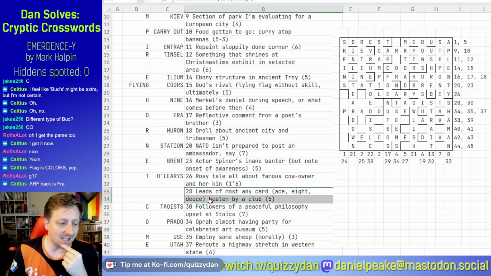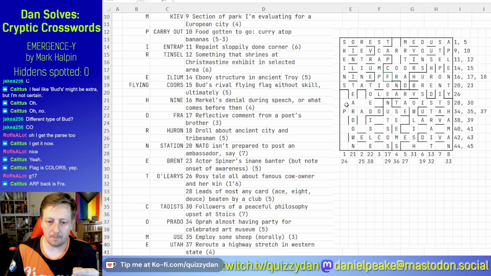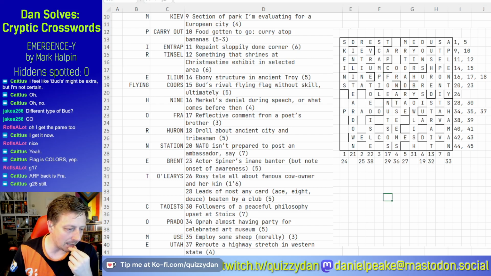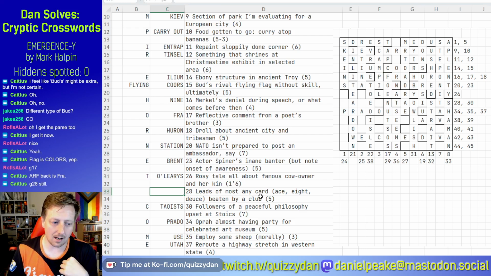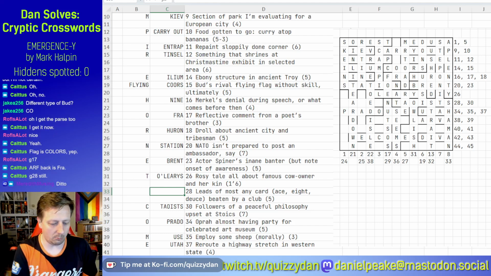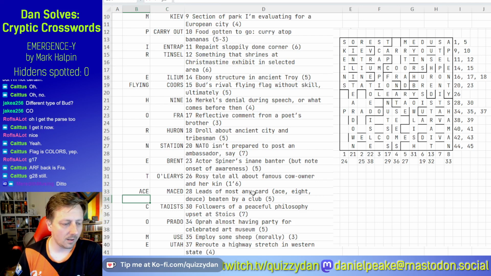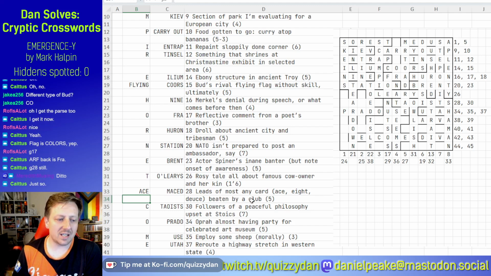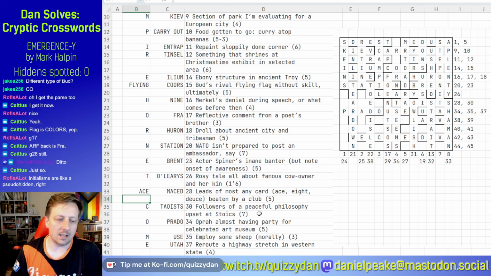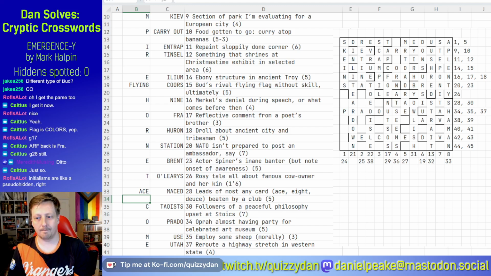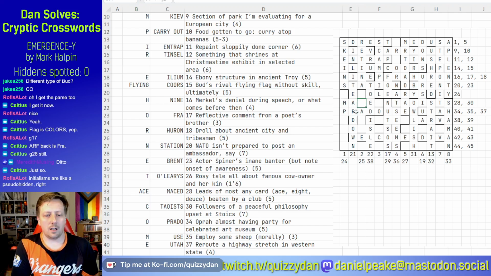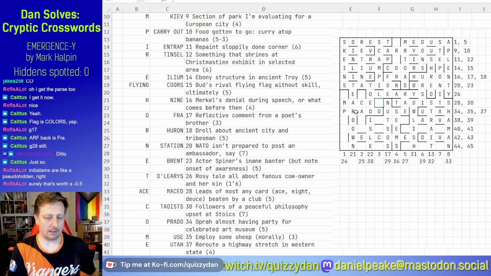Okay, this we should be getting rid of an entire word, as I did suspect earlier. We got blank A, blank E, blank leads of most any card 8 deuce. So we're getting rid of ace. Leads of most any card 8 deuce. M-A-C-E-D. And then if you're beaten by a club, you are maced. They don't count towards my dingometer.